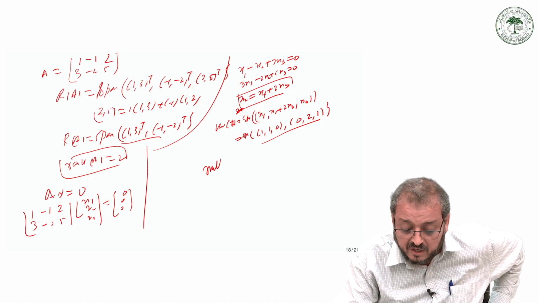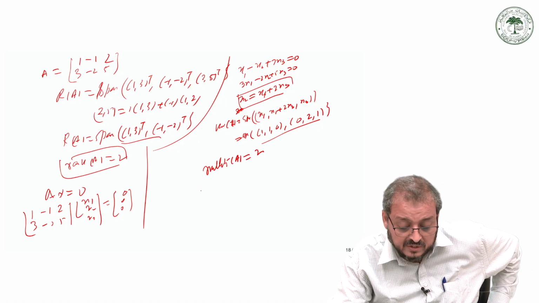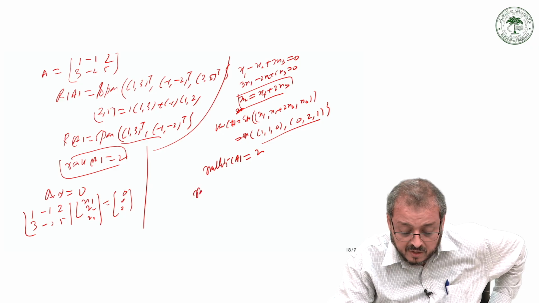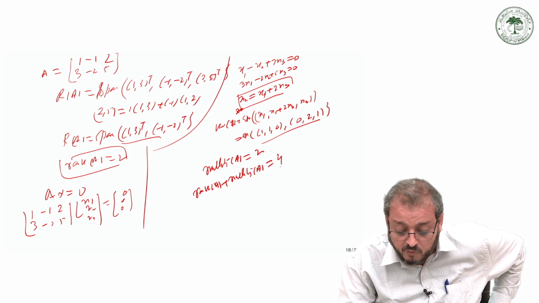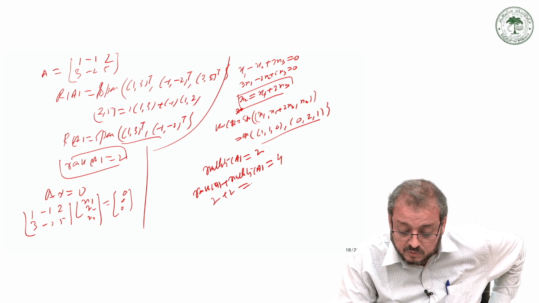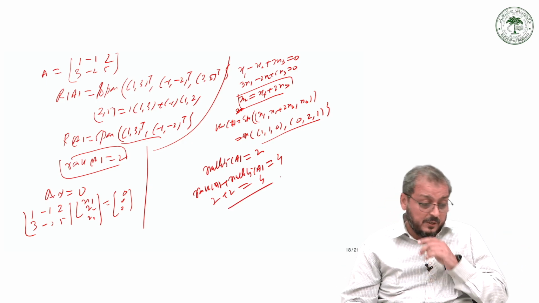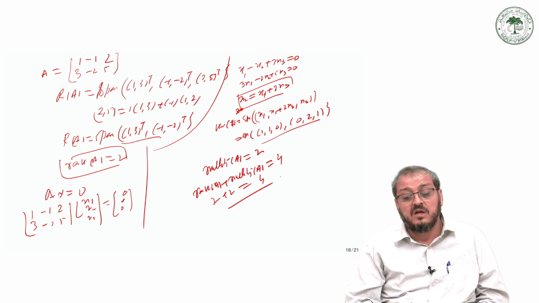Then we can say that the nullity of A is equal to 2, and clearly the rank of A plus the nullity of A is equal to the dimension of the domain, which is 4. So you have 2 plus 2 is equal to 4. So this completes the solution of this problem.